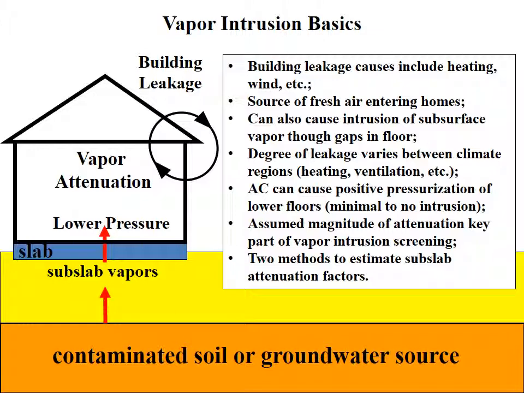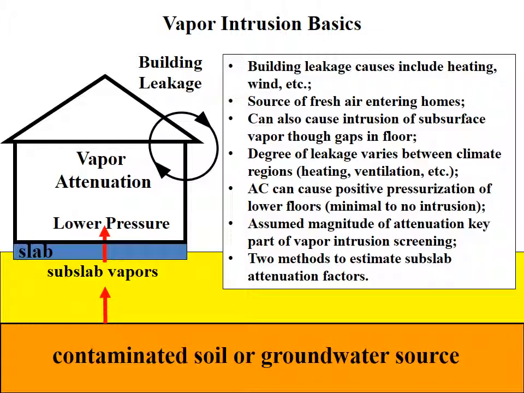Due to heating and wind effects, the inside of a building can become underpressured relative to outdoor air. What this can cause is the leakage of outdoor air into the building, as well as the intrusion of vapors up through any gaps in the slab of the building. This is simply referred to as building leakage by building ventilation engineers.